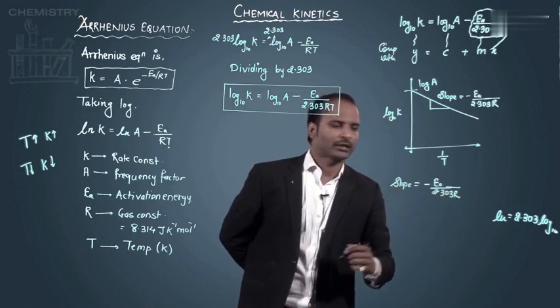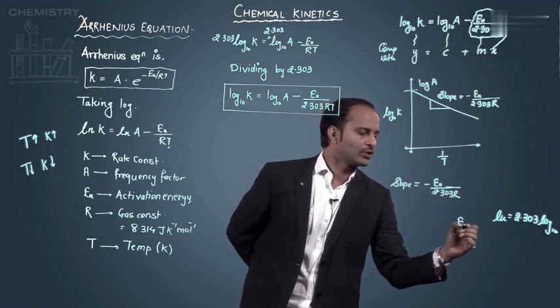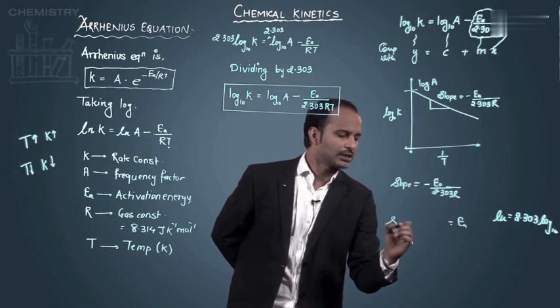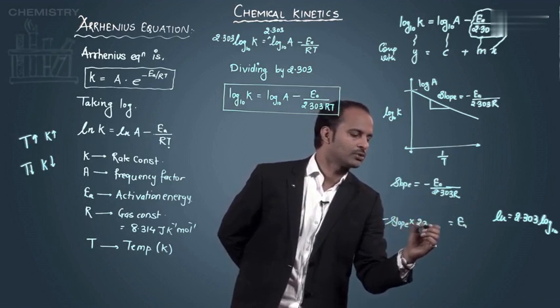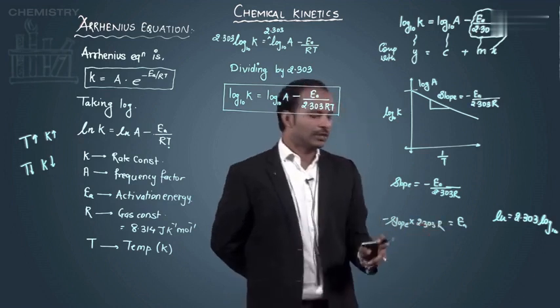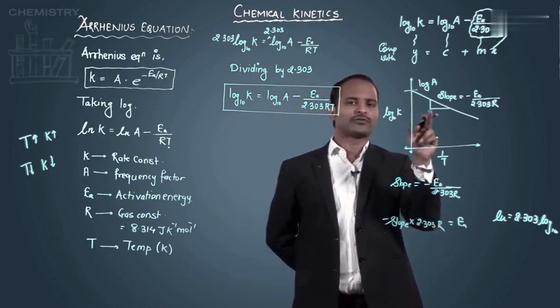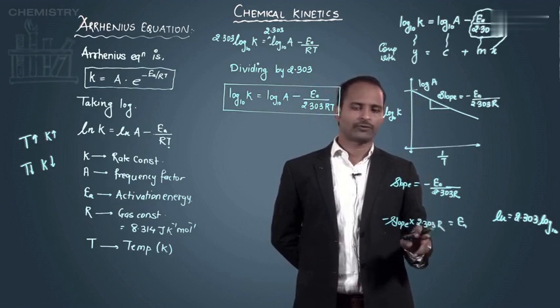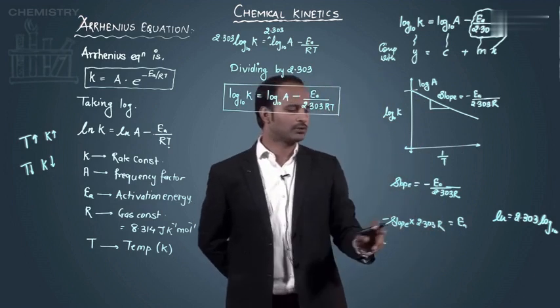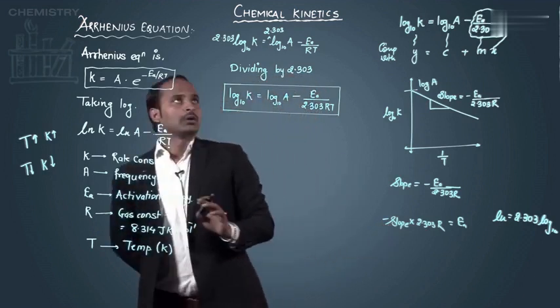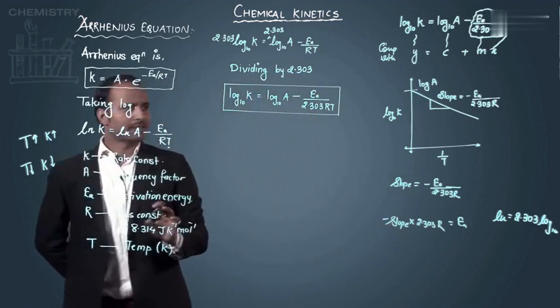So I wanted to know the activation energy. So activation energy is going to be, transferring all the numbers to this side, the slope, the minus sign will also come, into 2.303 into R. I will get the value of the slope from the graph. R is 8.314, and 2.303. So you will get the value for the activation energy also. Okay, so this is about the Arrhenius equation.